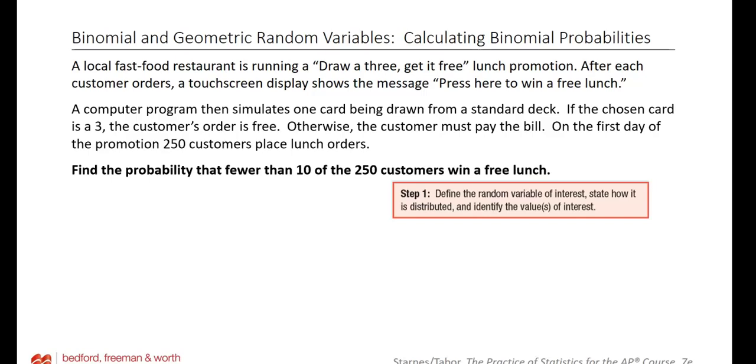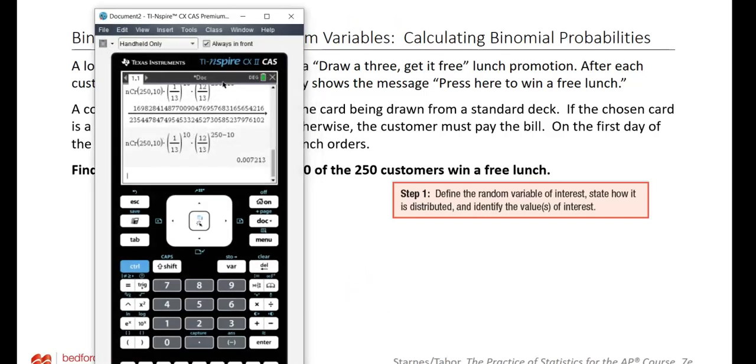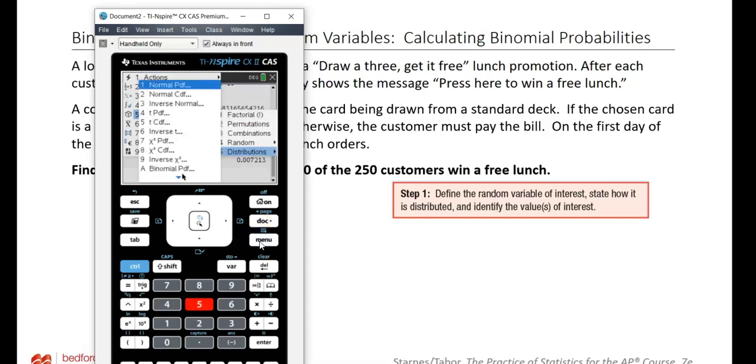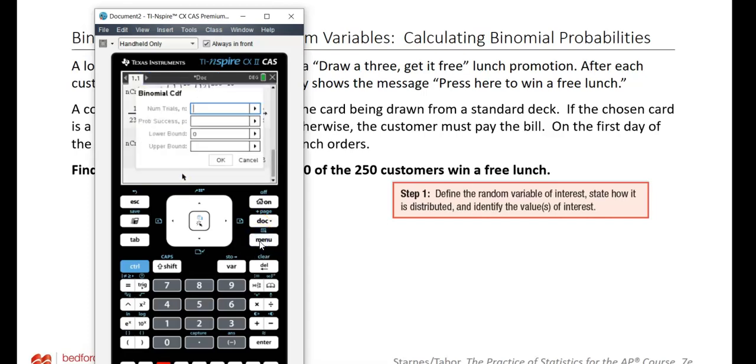You would actually have to figure out, right, x is 9, 8, 7, 6, 5, 4, 3, 2, 1, and 0. So that'd be 10 different numbers to plug in. Oh my goodness, I'm not doing that by hand. I'm going to do binomial CDF, right? So menu 5, 5, B on a CDF.